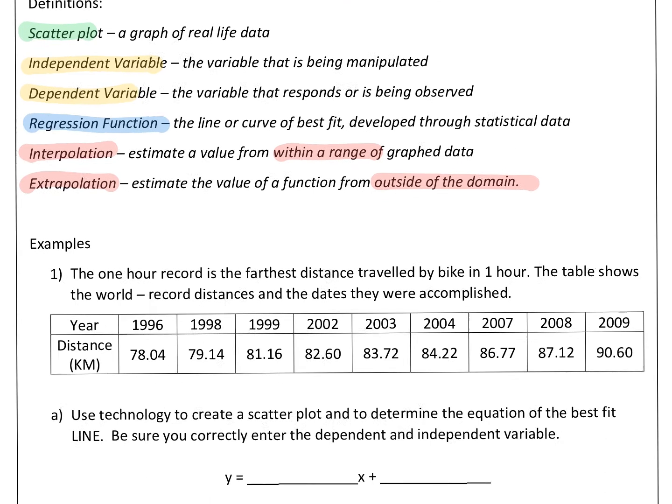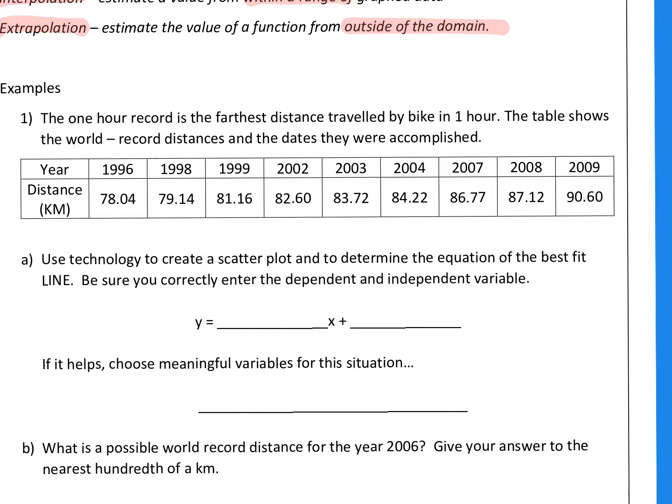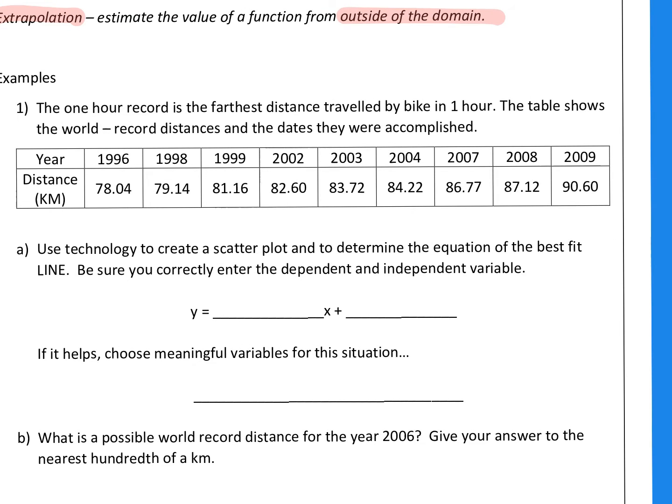So we're going to get right into it. We're going to put an example into our calculator. This says the 1 hour record is the farthest distance traveled by bike in 1 hour. The table shows the world record distances and the dates they were accomplished. In 1 hour, people biked like 78 kilometers in 1996 and 90 kilometers in 2009.